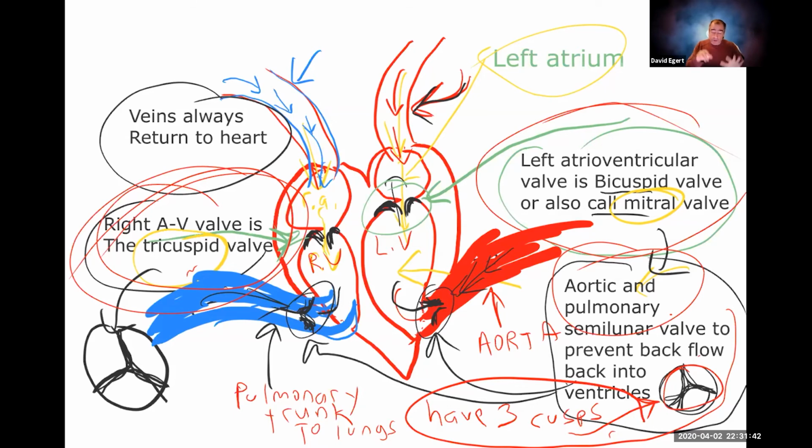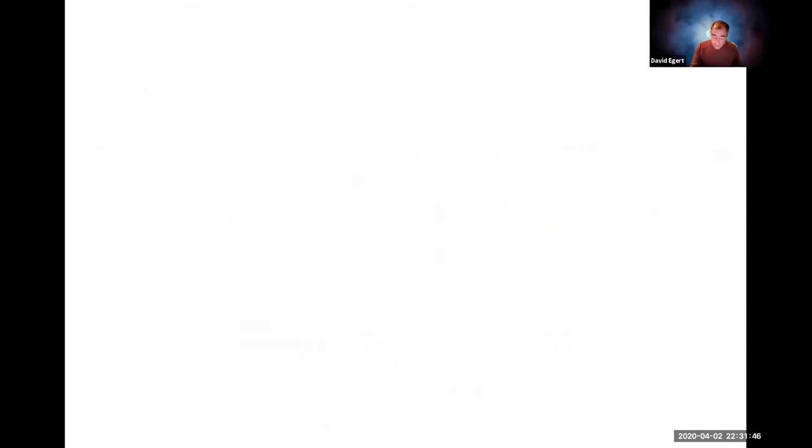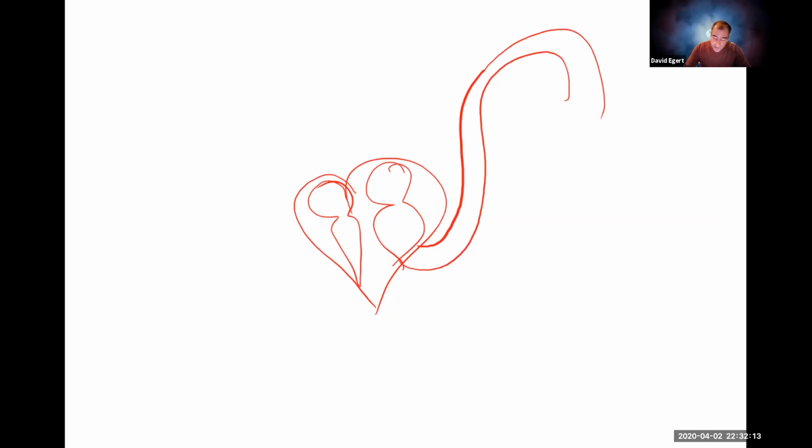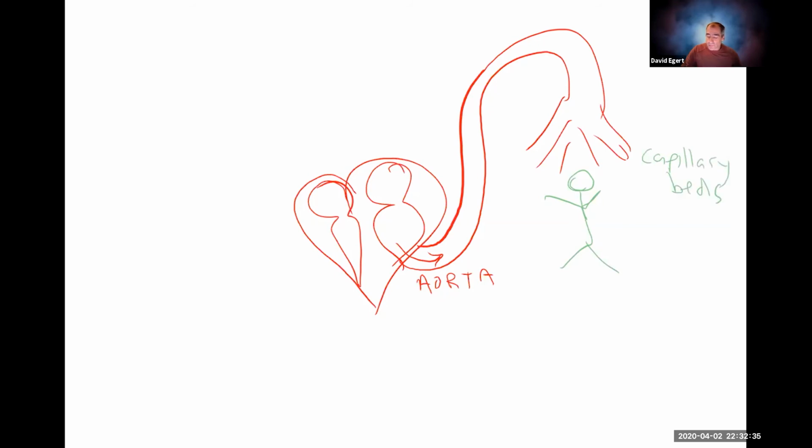So now what I'm going to do is put this heart in a bigger picture of the circulation. That main artery that is leaving the left ventricle, again, which is my aorta, is going to send blood to every little nook and cranny of your body. Ultimately, it's going to branch into smaller and smaller vessels until we get into what are called capillary beds. We'll talk about more, but they're basically simple squamous epithelium tubes where the nutrients and oxygen can diffuse out of the bloodstream and into the tissues.